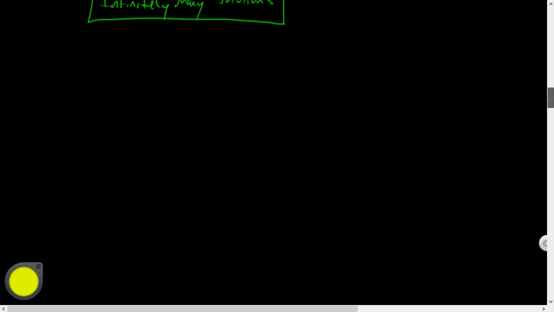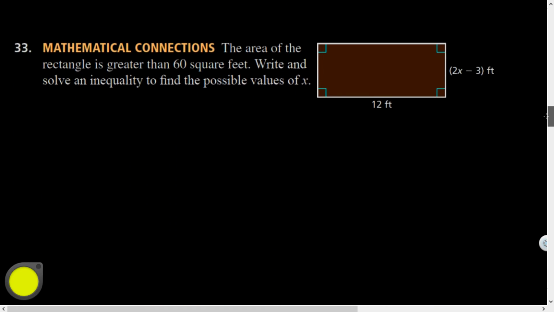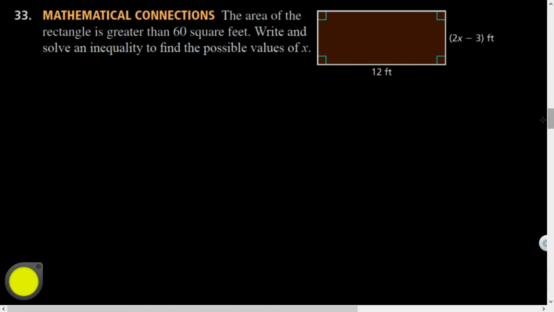All right, let's see. Do I have the cool... Oh, I do. Look at this. Here's an area problem. Okay. Now, some of you might have left this one blank. Let's do this together. It's all right. This looks like a rectangle. And it says the area of the rectangle is greater than... Ooh, that sounds like is greater than. That's a relationship. 60 square feet.